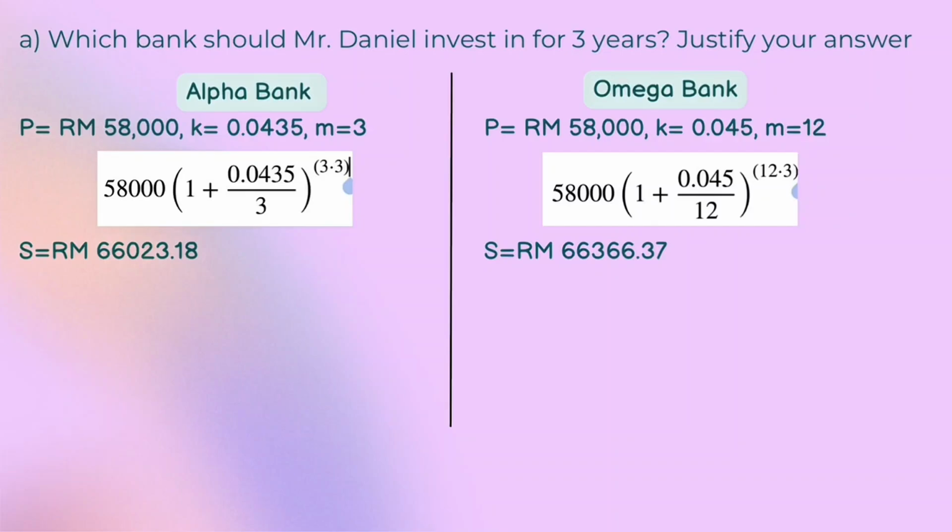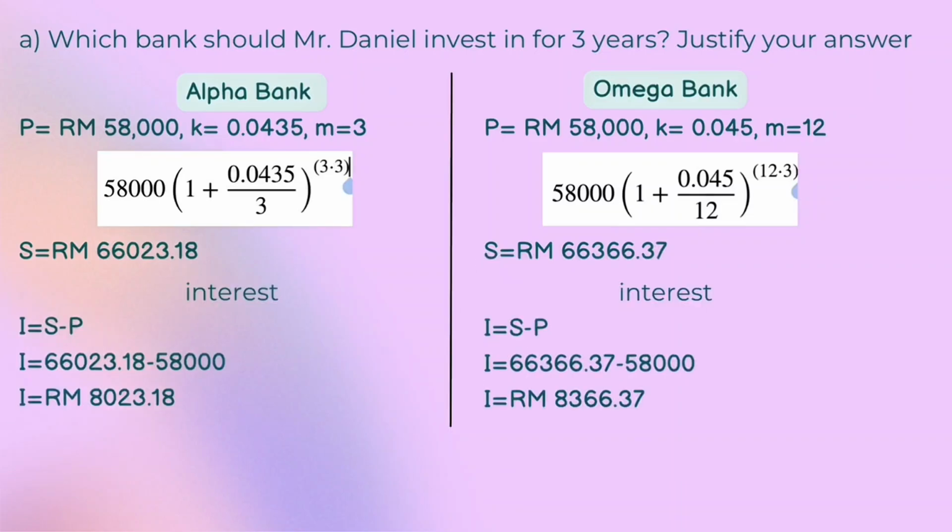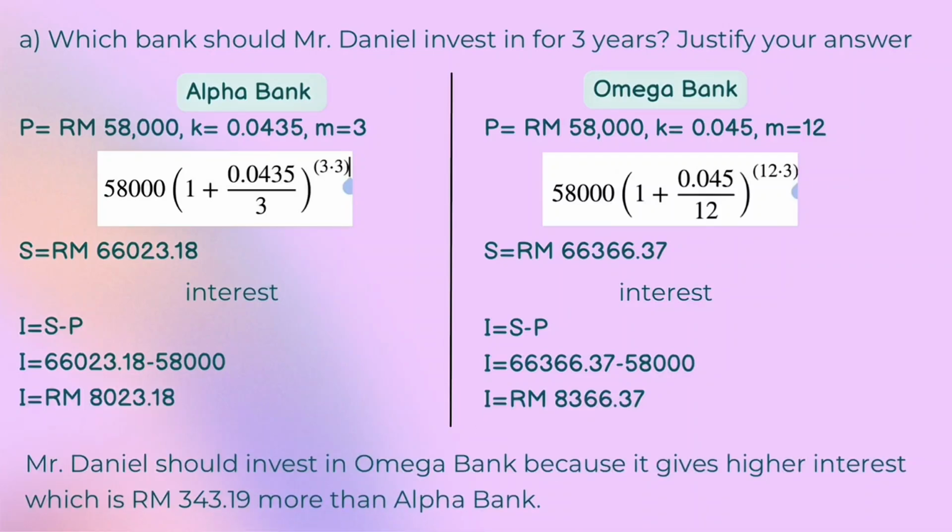66,366 ringgit 37 cents. Next step is to compare the interest between Alpha Bank and Omega Bank using the formula I equals S minus P. The interest that Alpha Bank gives is 8,023 ringgit 18 cents, and the interest that Omega gives is 8,366 ringgit 37 cents. Mr. Daniel should invest in Omega Bank because it gives higher interest, which is 343 ringgit 19 cents more than Alpha Bank.